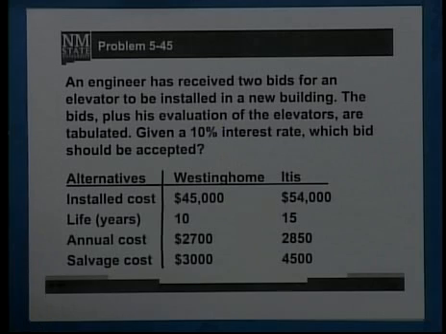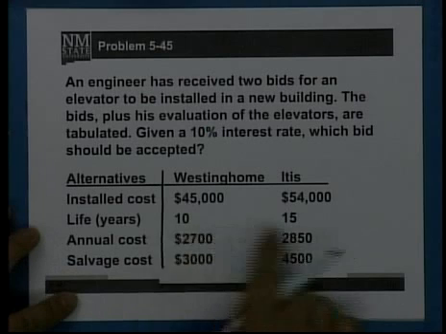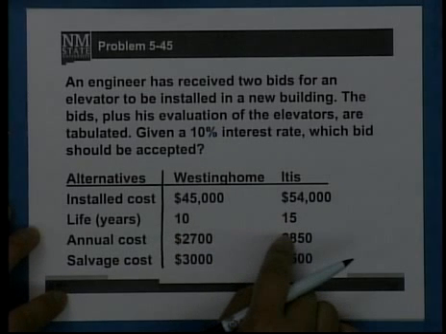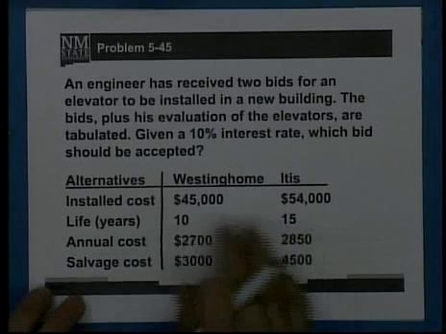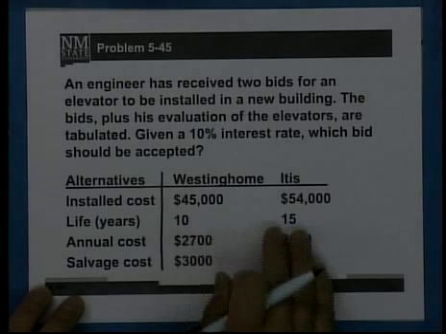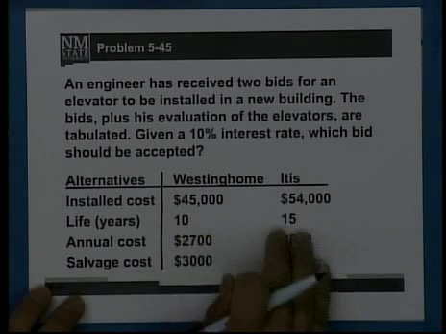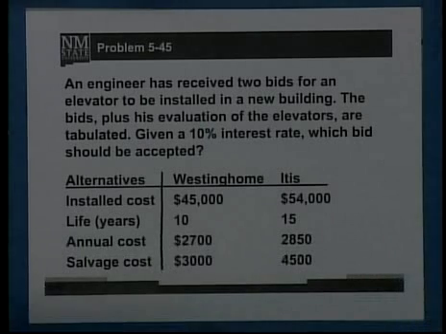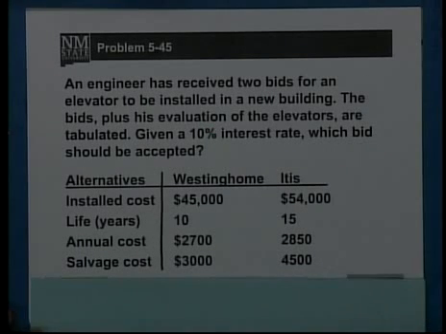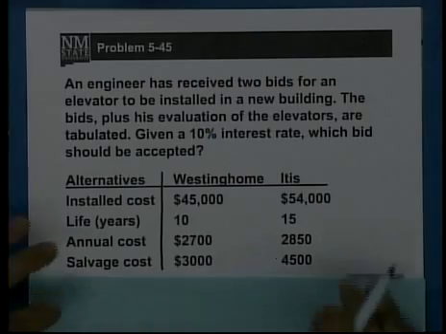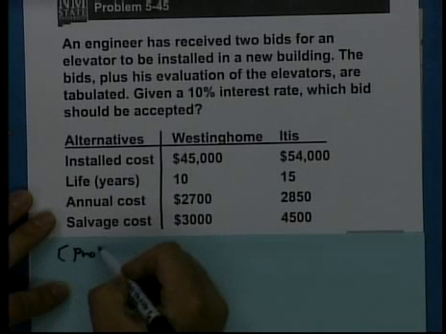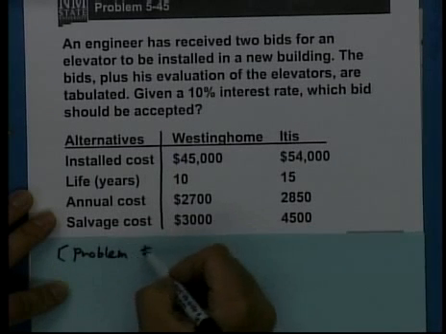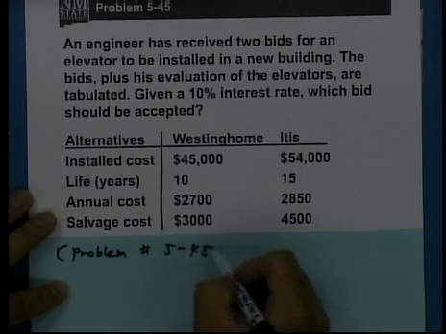But in this case, the two elevators have different useful lives, 10 years and 15 years. So you may want to select an analysis period of 30 years, which is the least common multiple of 10 and 15. So we are working on problem number 5-45.